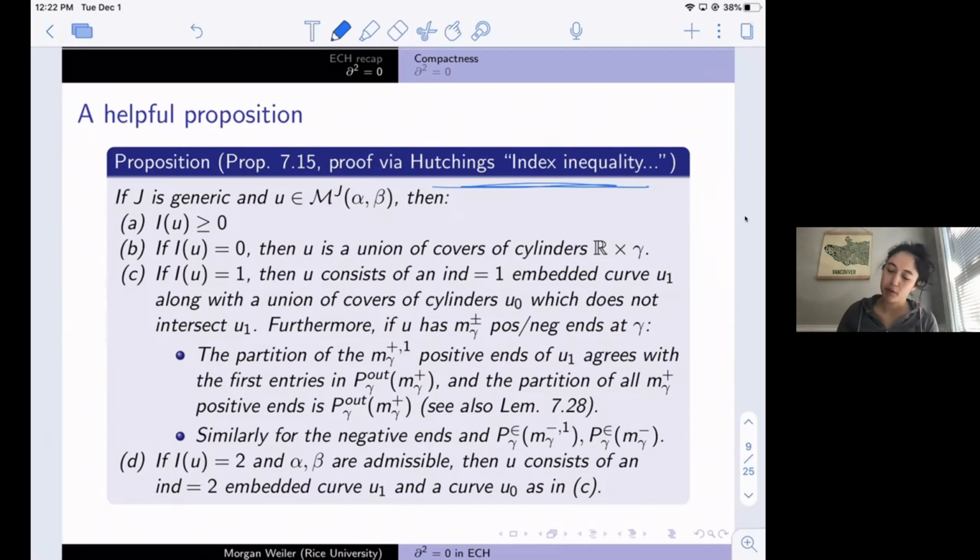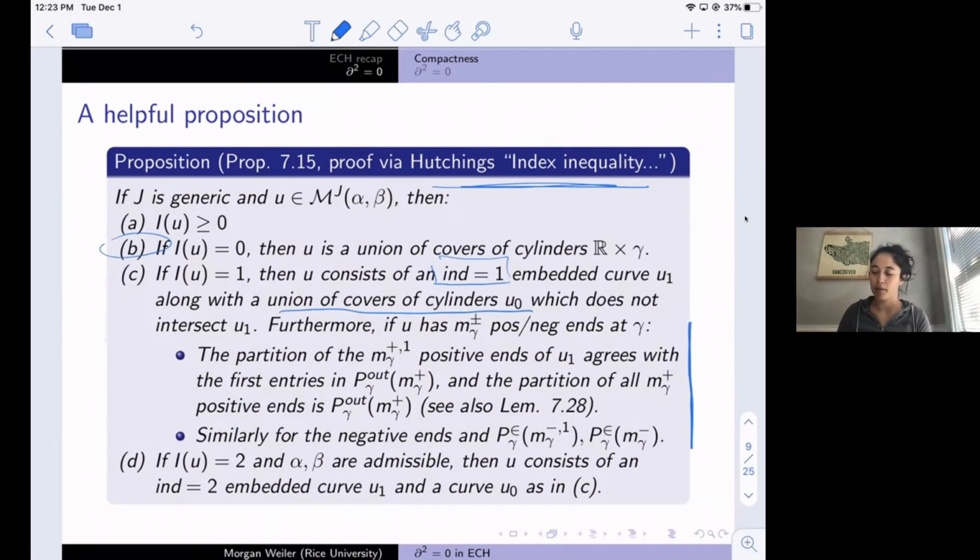So this proposition is what tells us that if I know something about the ECH index, then I know something about the partitions of the ends. So what this is saying is, first, the ECH index is always positive. If the ECH index is 0, then my curve is just a union of covers of cylinders. So it's not anything interesting. If the ECH index is 1, then it can split into two separate disjoint components. One is a union of covers of cylinders of index 0, like in this B. And then the second part is a Fredholm index 1 embedded curve, with these partition conditions on the ends.